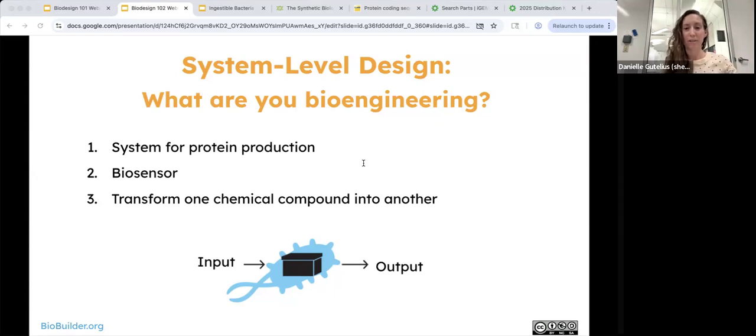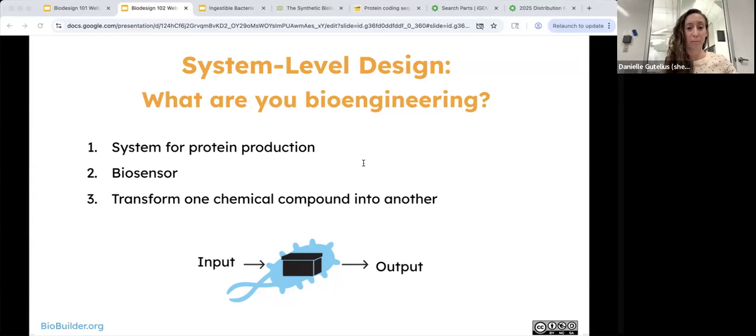Then we discussed the importance of selecting an appropriate chassis for your system. And we talked about thinking about the characteristics your chassis would need to have in order to live, remember they're living things, and function in the environment that you have chosen your system to perform in. So we gave the example last time of developing a system that would be deployed out in the ocean. So we talked about how our chassis would need to be able to survive in the ocean, right? It would have to be salt tolerant. It would have to be able to tolerate a certain pH, certain light levels. So these are all important characteristics to think about.